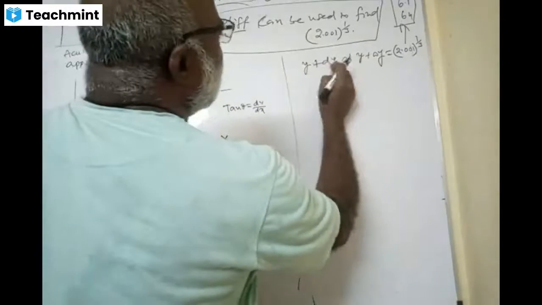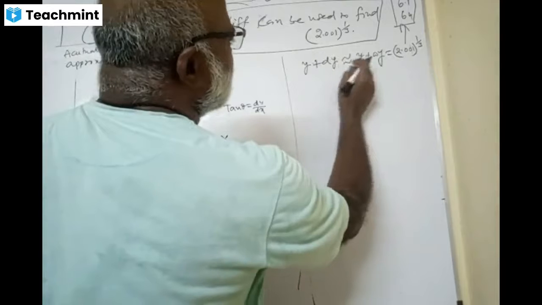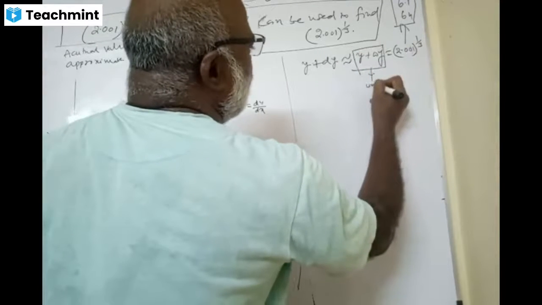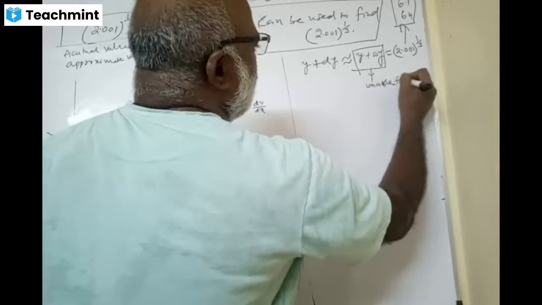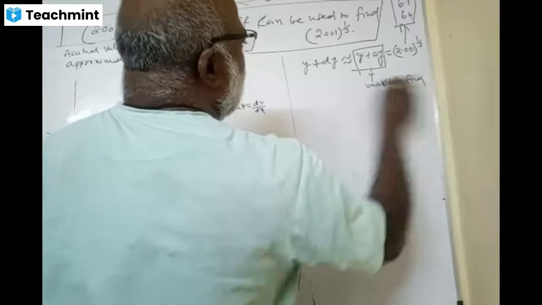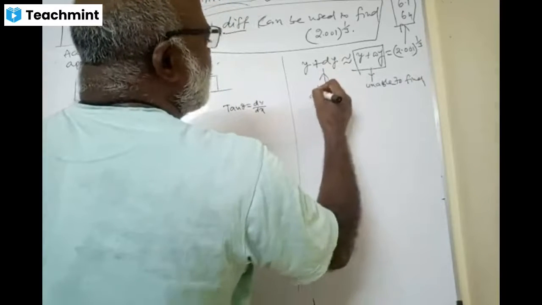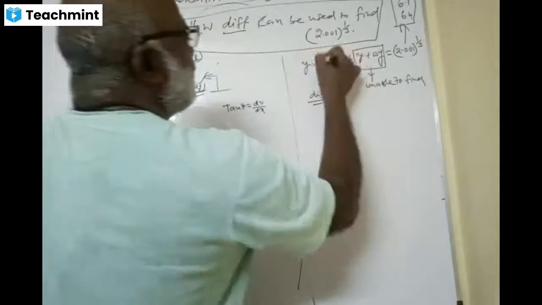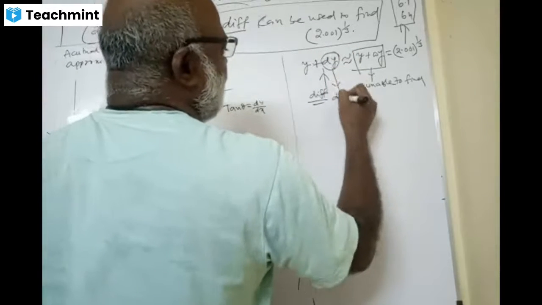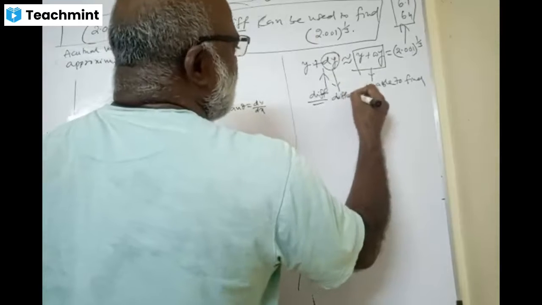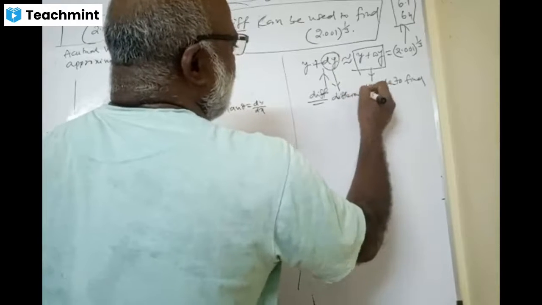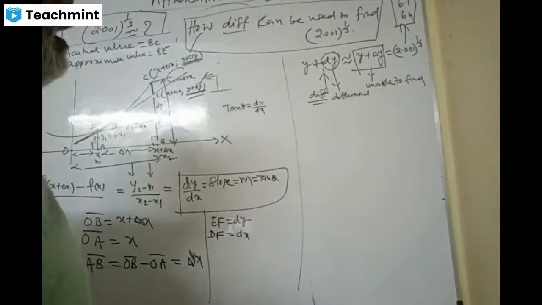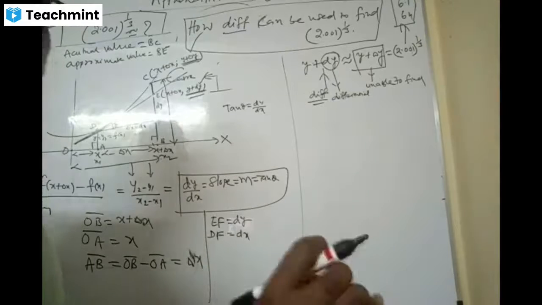So y plus dy is approximately equal to y plus this, which we are unable to find. But this we are able to find by using differentials or differentiation. So dy, we call it a differential. It's not different; we are using a short name, differential, because we are calling only dy, not dy by dx. So how do we find dy?